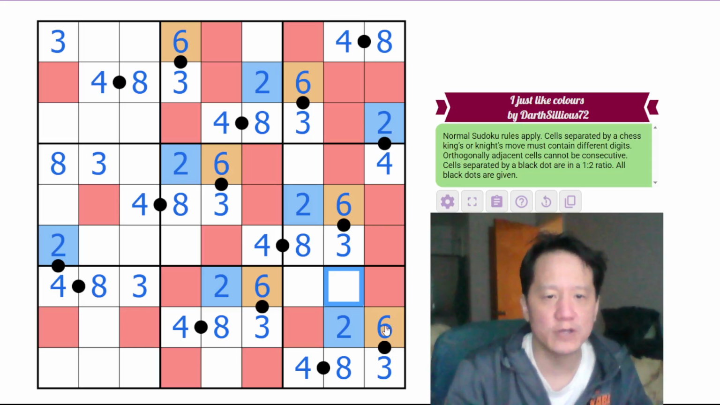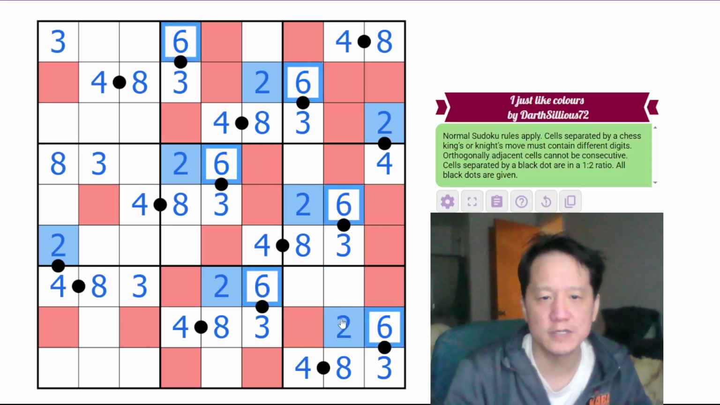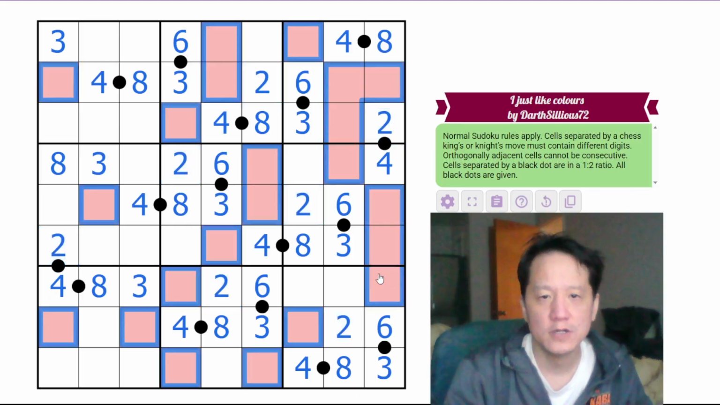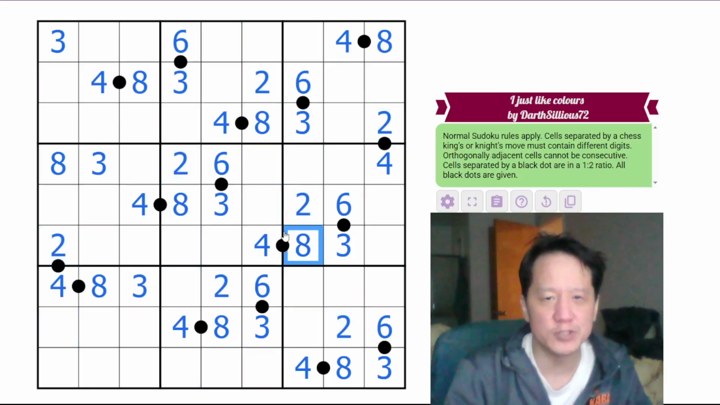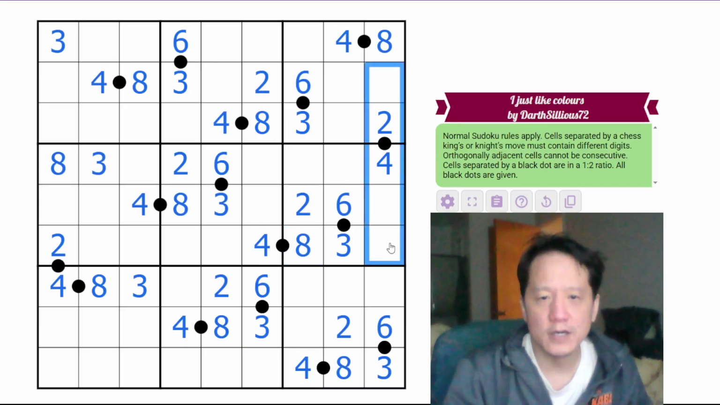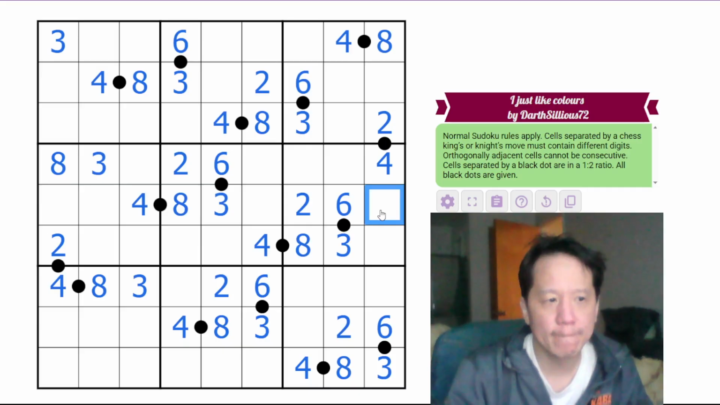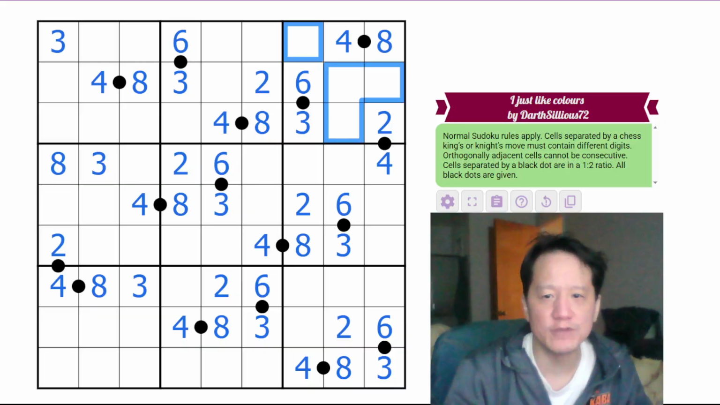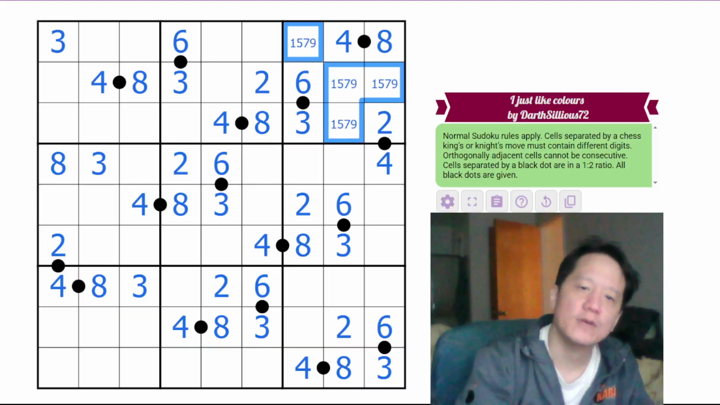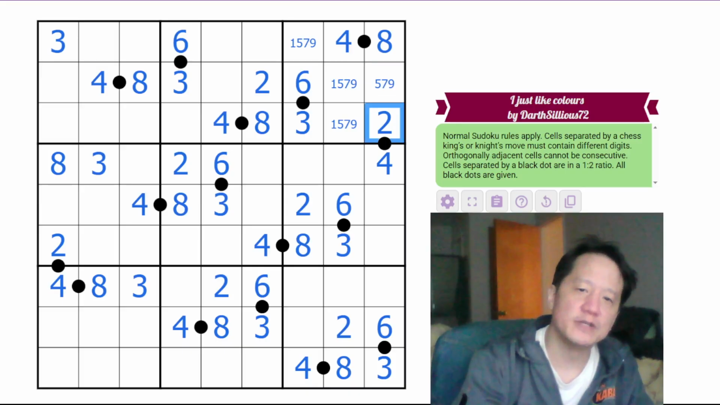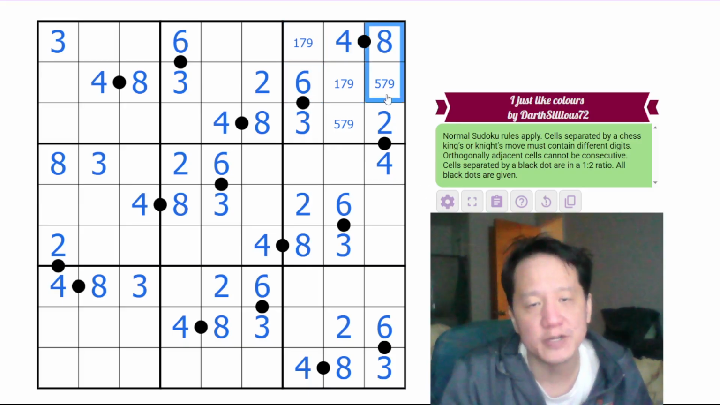But we can remove the coloring there because that's essentially done too. So now we need to differentiate between all the 1, 5, 7, and 9s, right? 1 obviously cannot be next to 2. 5 cannot be next to 4 or 6, and 7 and 9 cannot be next to 8.